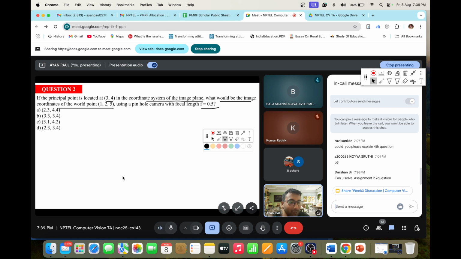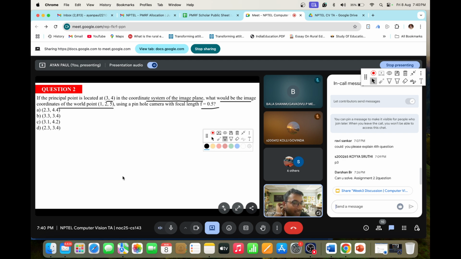How is small x calculated? Small x equals f into capital X by Z, right? Small y, how do we compute small y? Small y equals f into capital Y by Z, right? But here we have been told not to find x, y but x dash, y dash. What is x dash? X dash is px plus x. Y dash is py plus y. And what is px, py? Px is 3 and py is 4, because (px, py) is (3, 4). Okay?